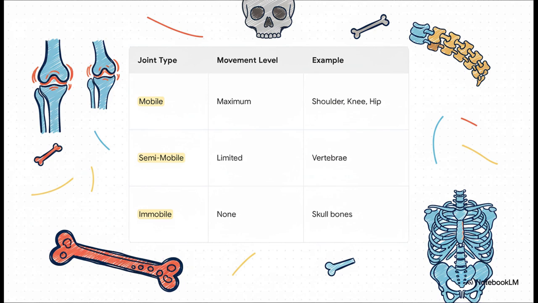Those are mobile joints. Now the bones in your skull, they're fused together, locked tight. Those are immobile joints. They prioritize protection over any kind of flexibility. And then you have the really interesting ones in the middle, the semi-mobile joints, like the ones between your vertebrae. Each individual joint only moves a tiny bit, but when you add all those little movements up, you can bend and twist your entire back.